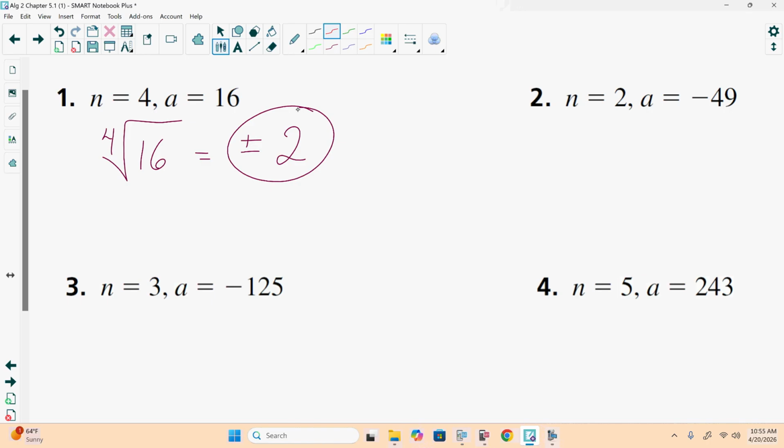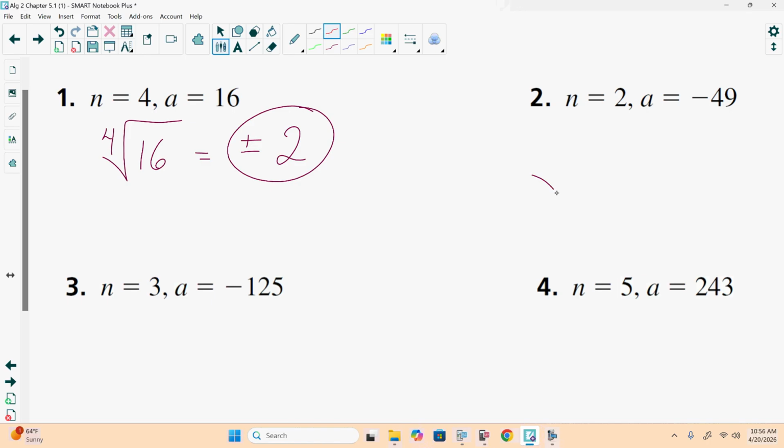Now, we only need that plus or minus if we are actually applying this root to a number. If it already has that fractional exponent, has that radical being applied, and we're just evaluating, we don't need the plus or minus. Questions on these so far? We ready for number 2?